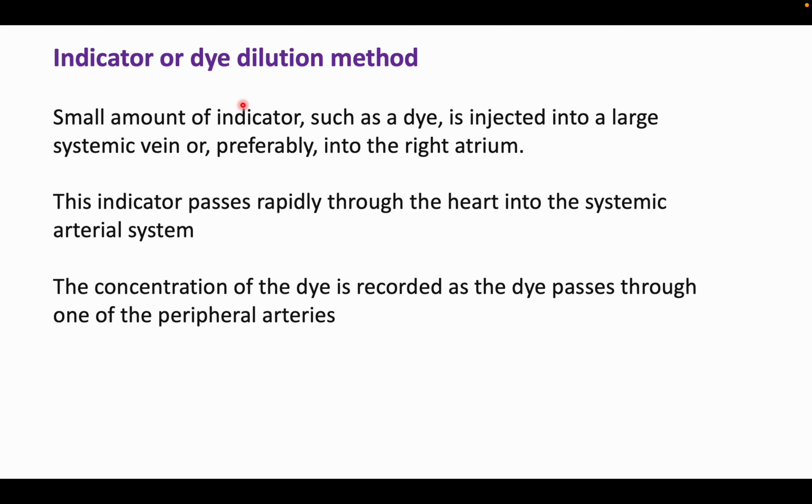The other method is the indicator or dye dilution method. Here also we inject some amount of indicator dye, whose concentration we know previously. We inject it into a large systemic vein, and preferably it goes into the right atrium. From the right atrium it passes through different heart structures like the right ventricle, then the pulmonary circulation, then the left atrium, left ventricle, and goes into the systemic arteries. The concentration of this dye is recorded as the dye passes through different peripheral arteries, and by that we calculate the cardiac output. How does the graph look?